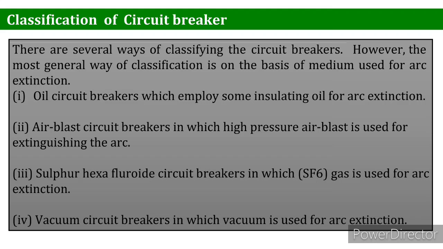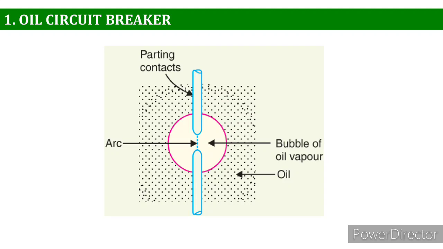Remember, we will discuss each type in complete detail. First we discuss OCBs, oil circuit breakers, then air circuit breakers, then sulfur hexafluoride, and then vacuum circuit breakers. Mostly in our country OCBs are installed, and now SF6 breakers are being installed in different places. So in future we will be installing vacuum circuit breakers. There are some cost effects of these circuit breakers, which we will discuss when we discuss each of them. So first we will discuss oil circuit breakers, and how oil works in this setup.